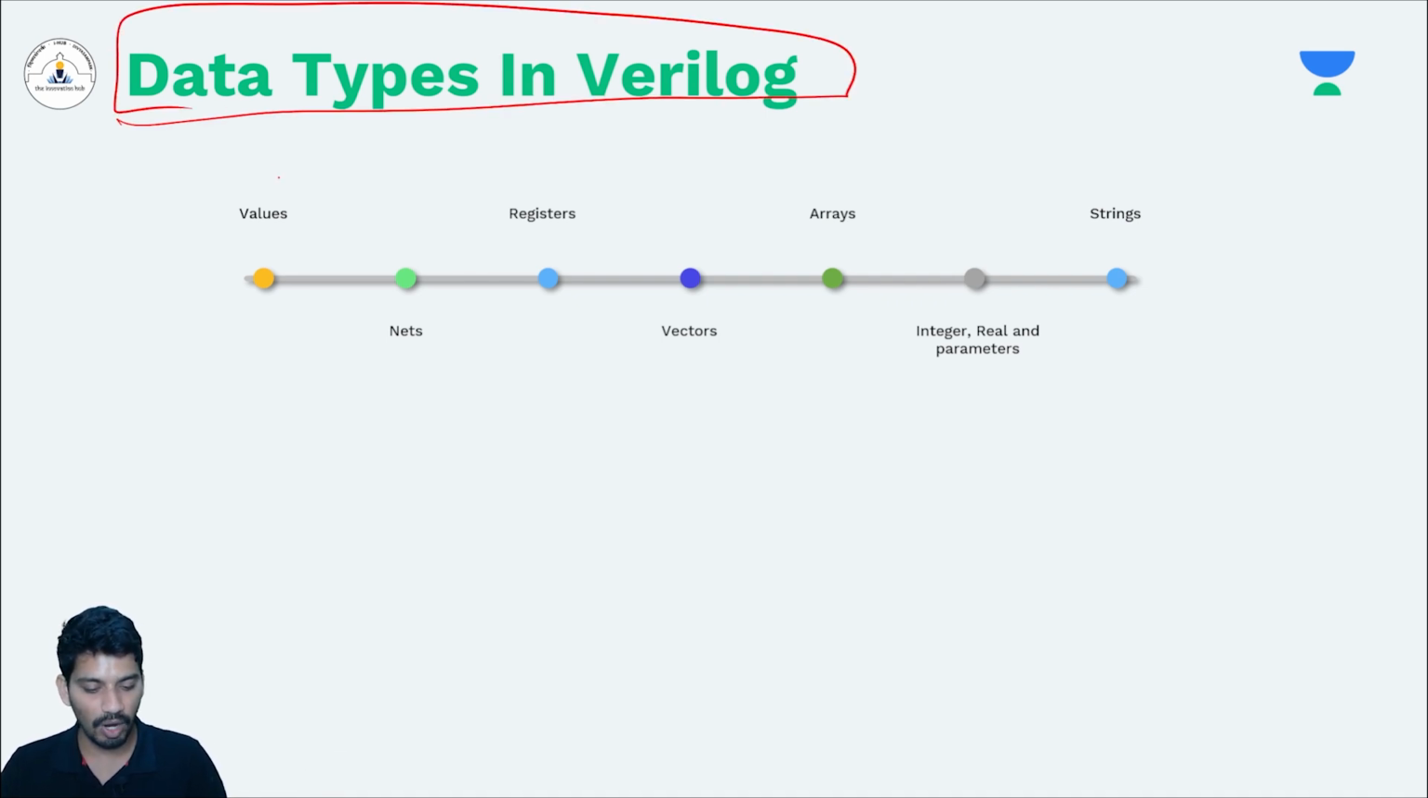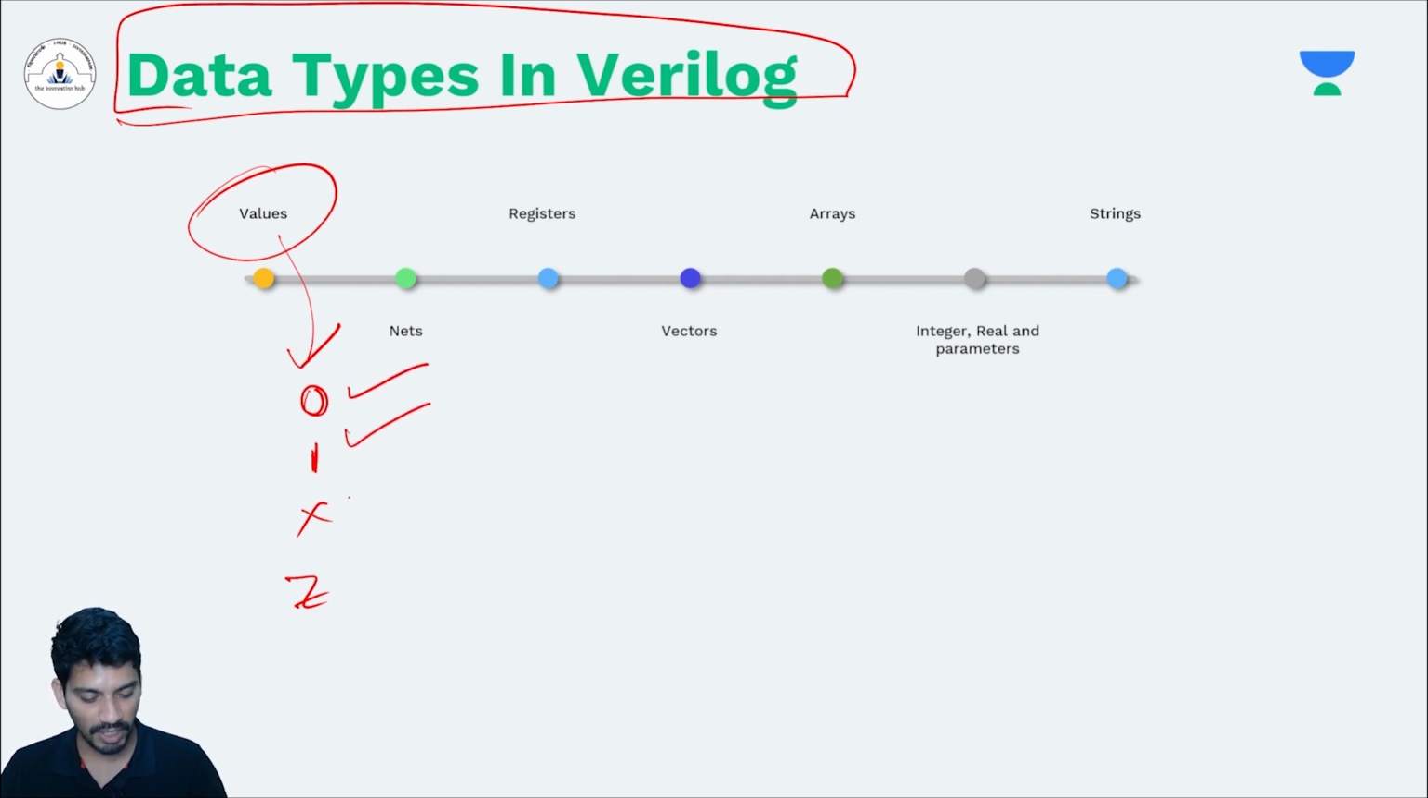There is a data type called values in which you can specify the value of your register or wire. There are 4 different values: 0, 1, x and z, where 0 corresponds to logic low, 1 corresponds to logic high, x corresponds to the don't care condition, and z is a high impedance condition. Verilog also has strengths for these values.